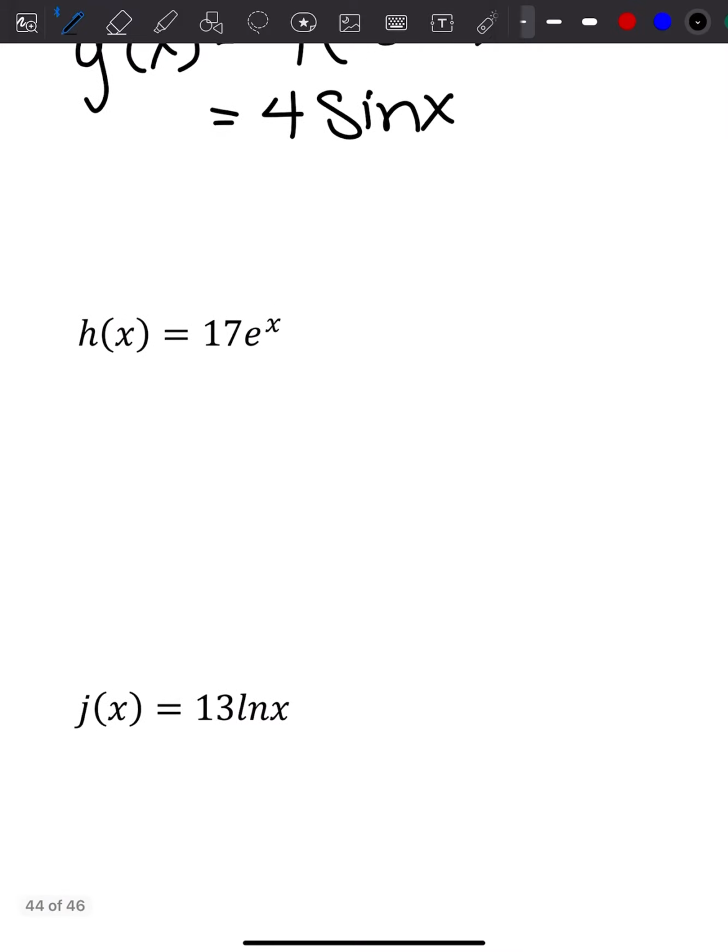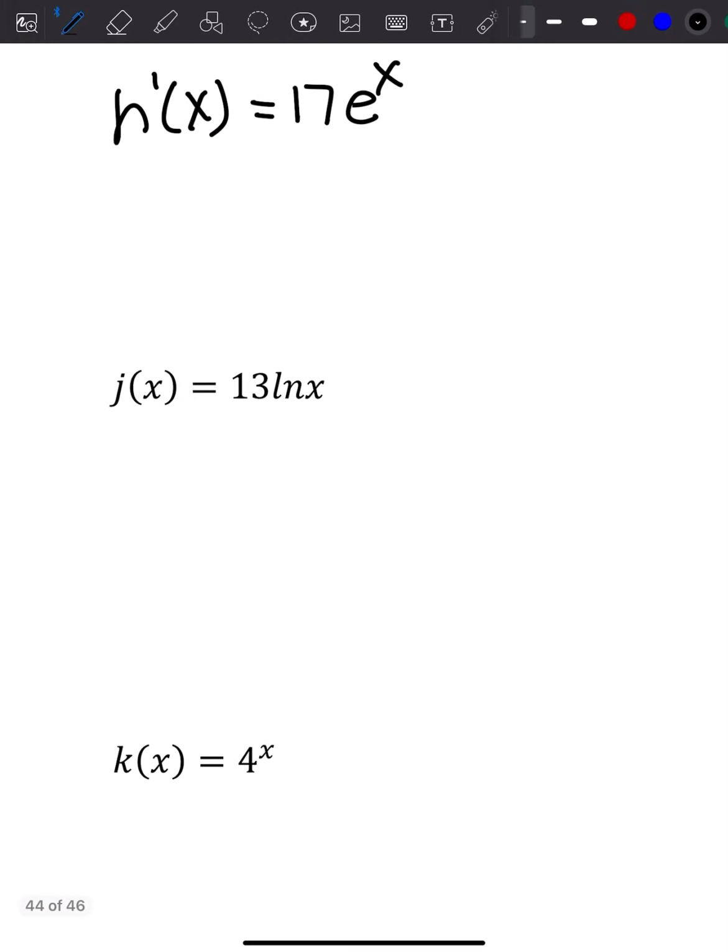e to the x is my all-time favorite derivative. So when we look at 17 e to the x, just like the other ones, 17 is just a coefficient up front, so I can do 17 times the derivative of our function. So 17 times the derivative of e to the x. The derivative of e to the x is just e to the x, so it's literally 17 e to the x for both the derivative and the original function.